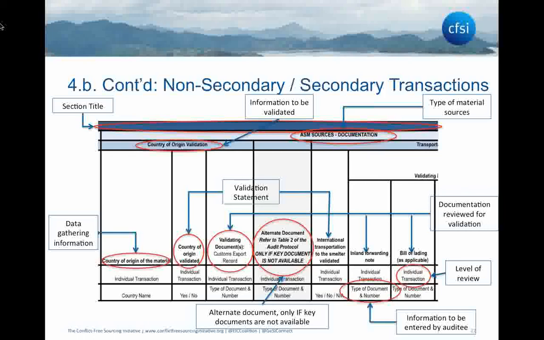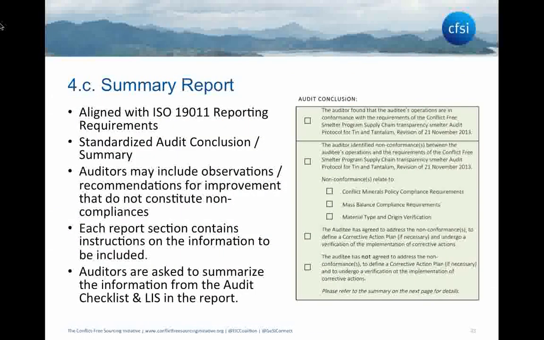Lastly, the last row contains the information that needs to be entered by the smelter. It describes what should be entered in the cells below. So in the case of this inland forwarding note, the smelter should indicate what type of document they have available, as well as a unique reference number for that document.